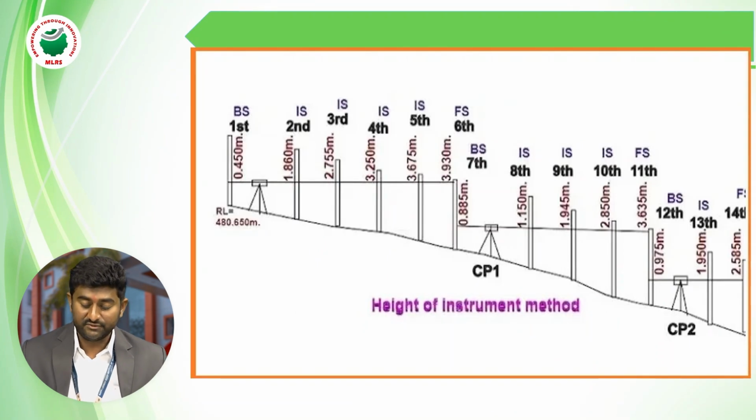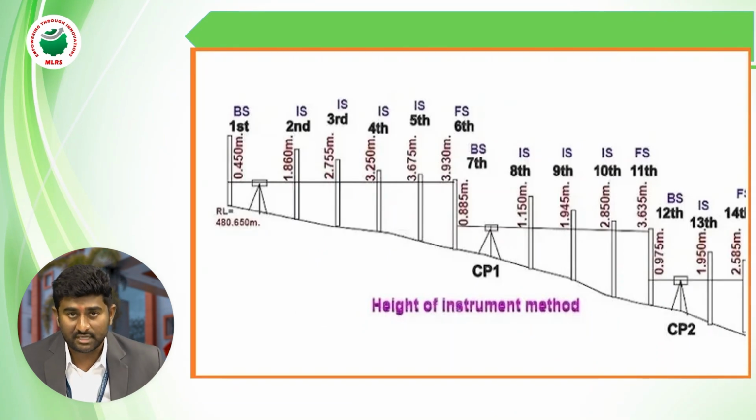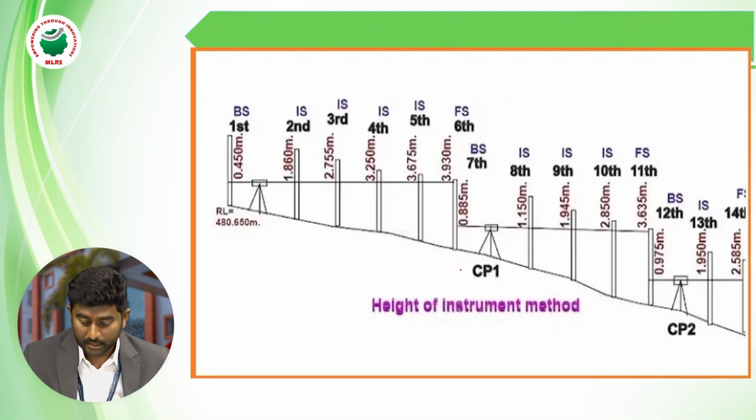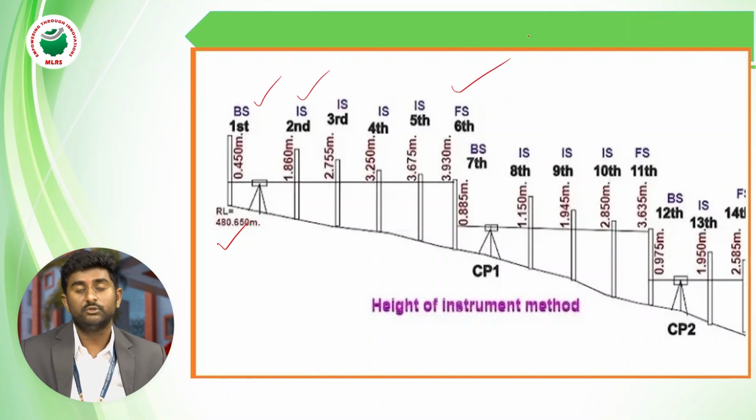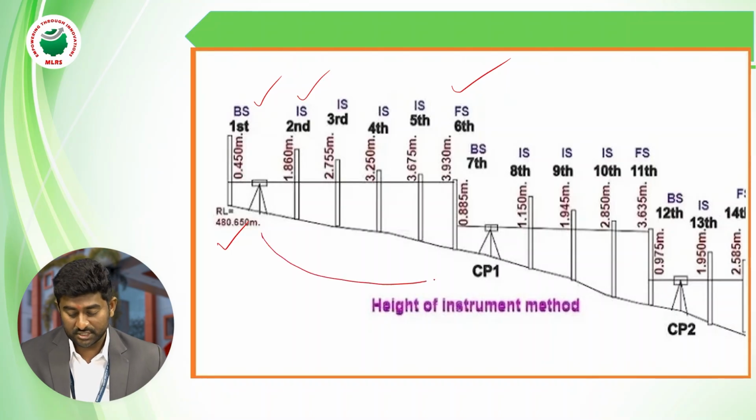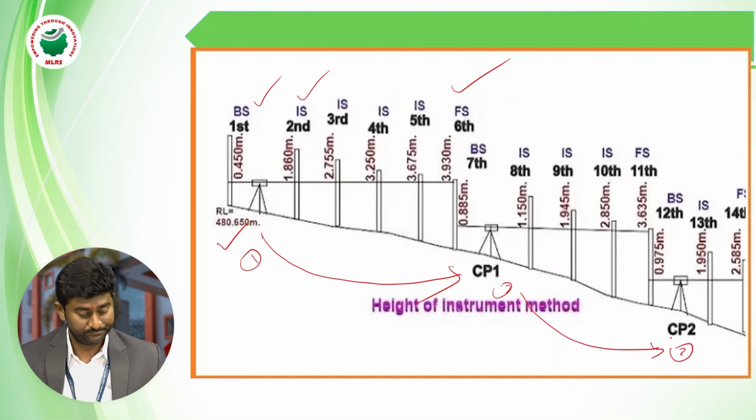Next, coming to the height of the instrument method using the reduced levels. To fix the instrument, this is the reduced level. This is the backsight reading, intermediate sights and foresight readings. After that, you can change the station from the first point to the second point. Next, from this point to this point, change the instrument.